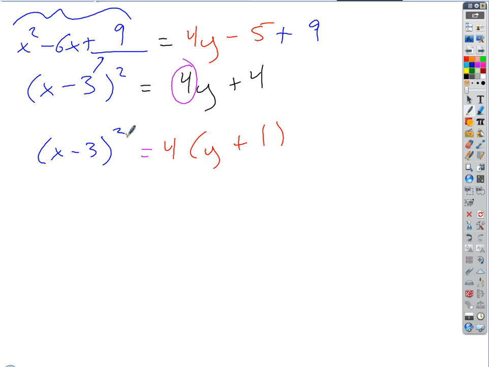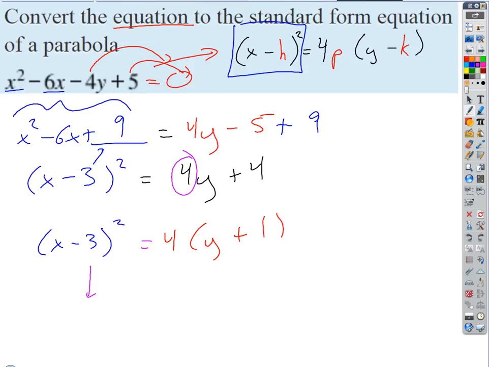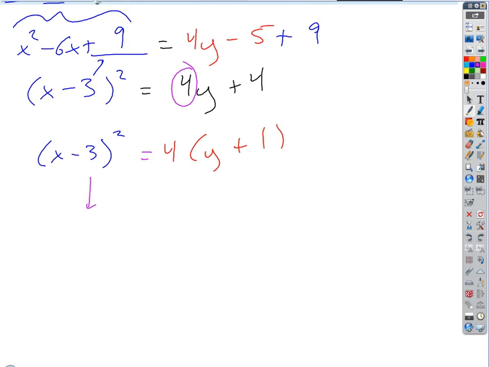So what's h? H is what? 3. Good. It's because remember, h is the number that's being subtracted from x, right? So it's always going to be the opposite. If I think of that as being a sign in the middle, it's always the opposite of that sign, isn't it? We're subtracting, so it'd make it positive. So h equals 3. What's k?